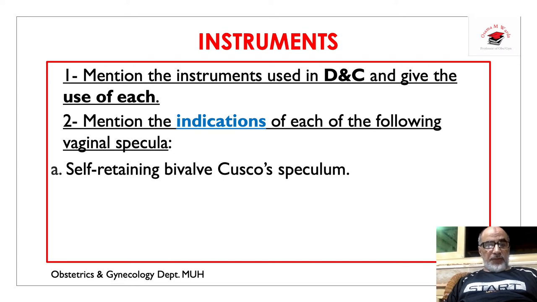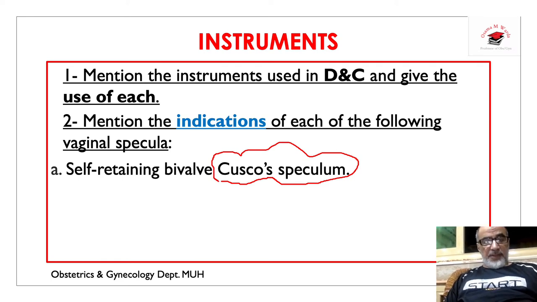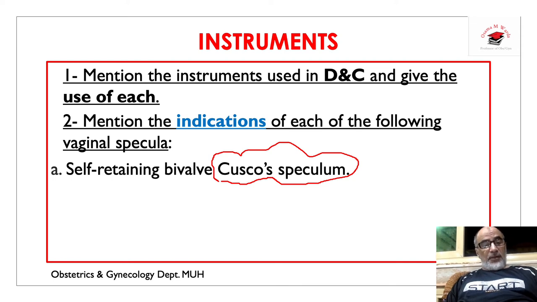Mention the indication of each of the following vaginal speculums. Self-retaining Cusco speculum: all the vaginal procedures that are done on an outpatient basis can use the Cusco speculum, such as visualization of the cervix, and visualization of the side walls of the vagina, because the anterior and posterior vaginal walls are obscured by the plates of the speculum, except in certain types of Cusco speculum, which are fenestrated. Through the fenestrum of the plate, we can see part of the anterior vaginal wall, and some disposable Cusco speculums are transparent plastic specula, and we can take an idea about the anterior and posterior vaginal wall through the transparent plates.